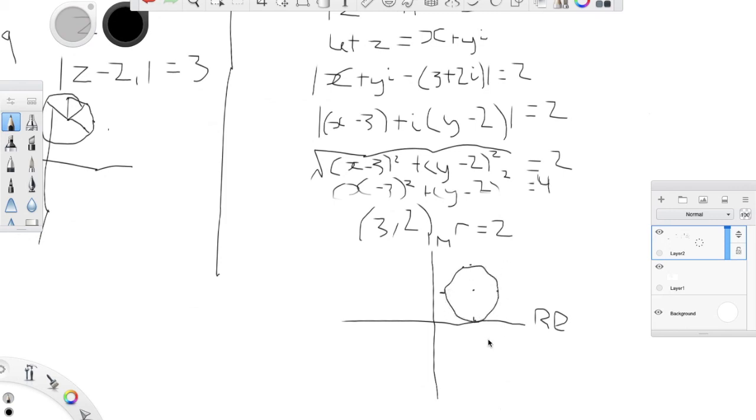What you can see is this fulfills our locus's restrictions, as the locus is this circle, the circumference of the circle, and it's always a distance of 2 from z1, which is at 3 plus 2i. So that is how you do a locus of a circle using complex numbers.